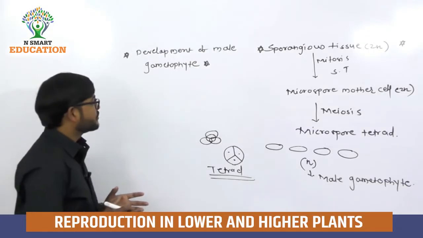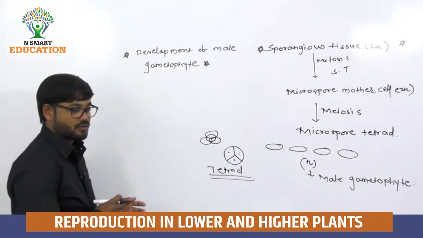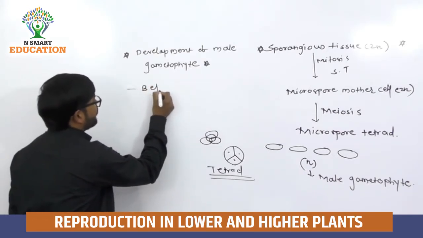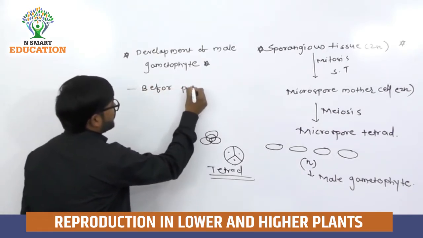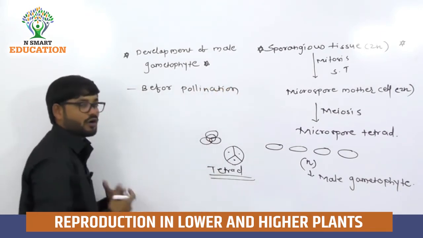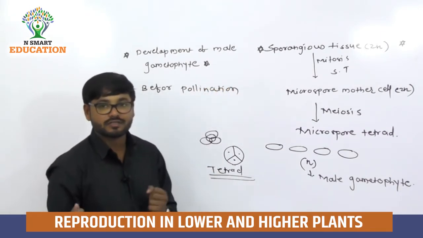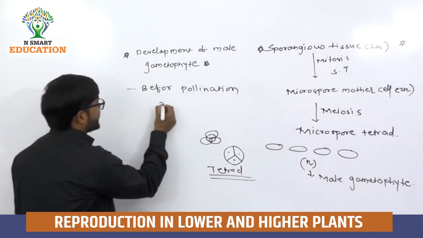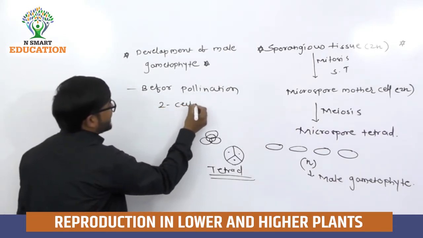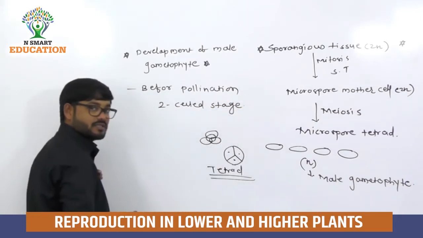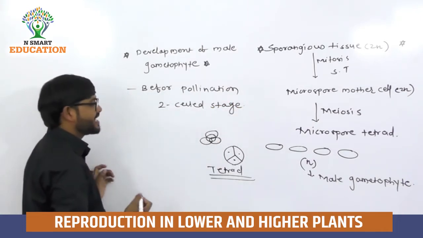Pollination here. So first I will tell you about before pollination. Pollination means transfer of pollen grain from anther to stigma. Before pollination, how many stages does it have? That is a 2 cell stage, very important. This is a 2 cell stage, there are 2 cells.